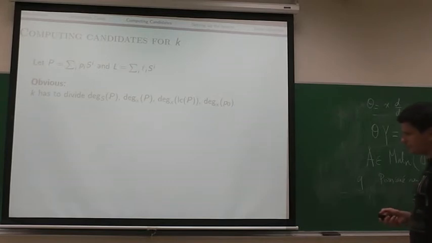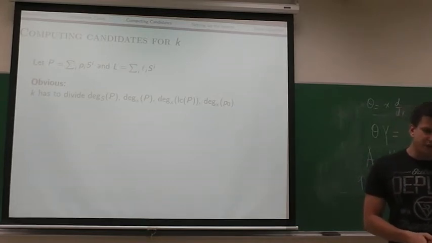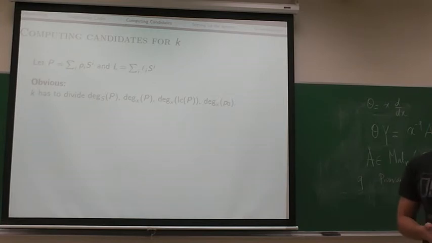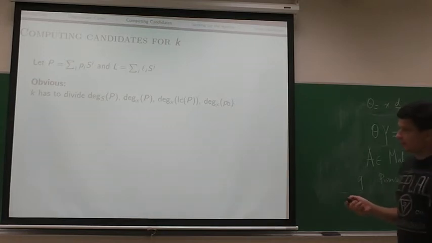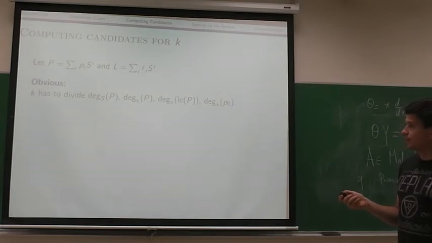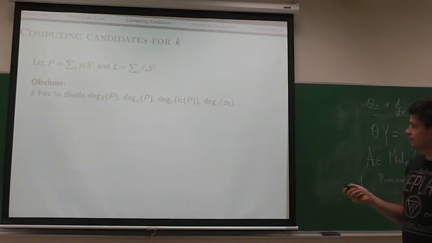So now, for the Euler polynomial, for the non-degenerate case, what we can do is compute some candidates for k. How is this? So we let p be this Euler polynomial here, and L be this Euler polynomial here, where p is L to the k for some k. And obviously, k has to divide the degree of p in s, and the degree of p in x, and the degree of the leading coefficient of p, and the degree of the trailing coefficient of p.